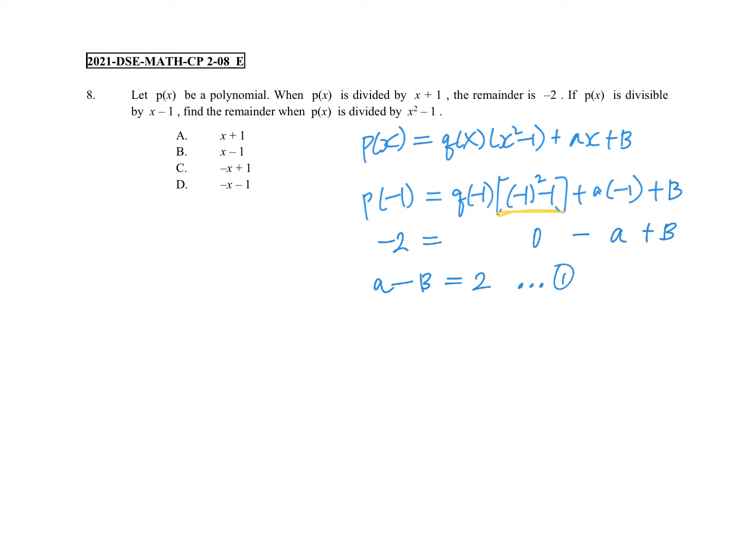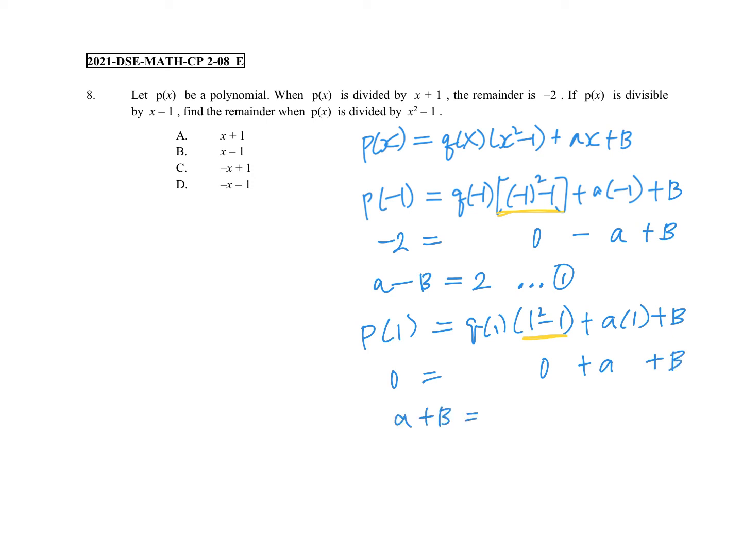Using a similar trick, we try to consider P(1). Why not other functional values? Because P(x) is divisible by x minus 1, so by the factor theorem, P(1) equals 0. And again, the underlying term is 0. So without knowing Q(x), the quotient polynomial for each divisor, we can still set up two equations involving a and b only.